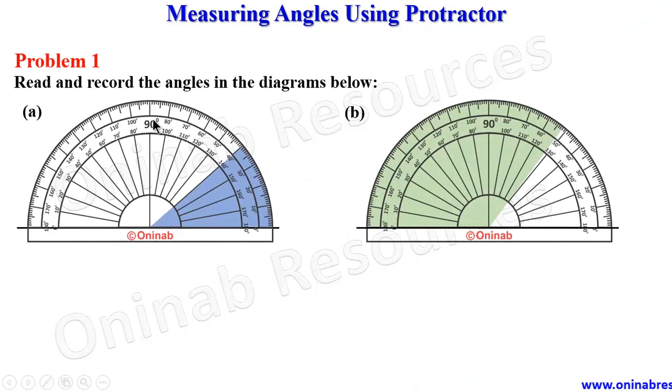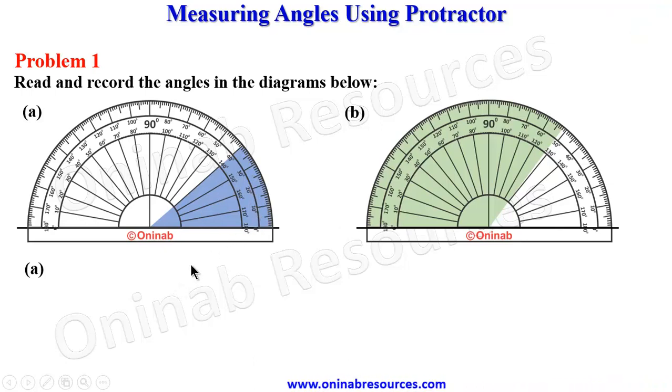We start with the first problem. Problem 1. Read and record the angles in the diagrams below. We have the first diagram and the second diagram. We start the reading from A. So the angle to be measured is the one covered with this blue shaded part.